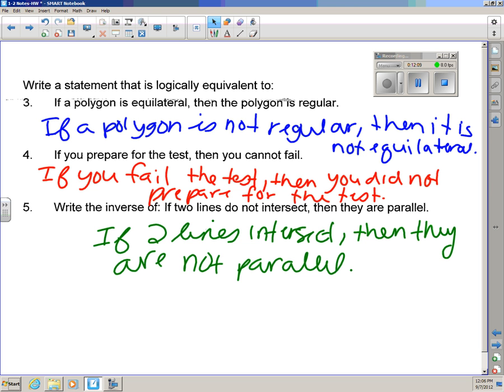So it's inverse, converse, contrapositive. Everything bases off the conditional. Converse is change order. Inverse is I negate. Contrapositive is change order and negate. And the conditional and the contrapositive are always logically equivalent.